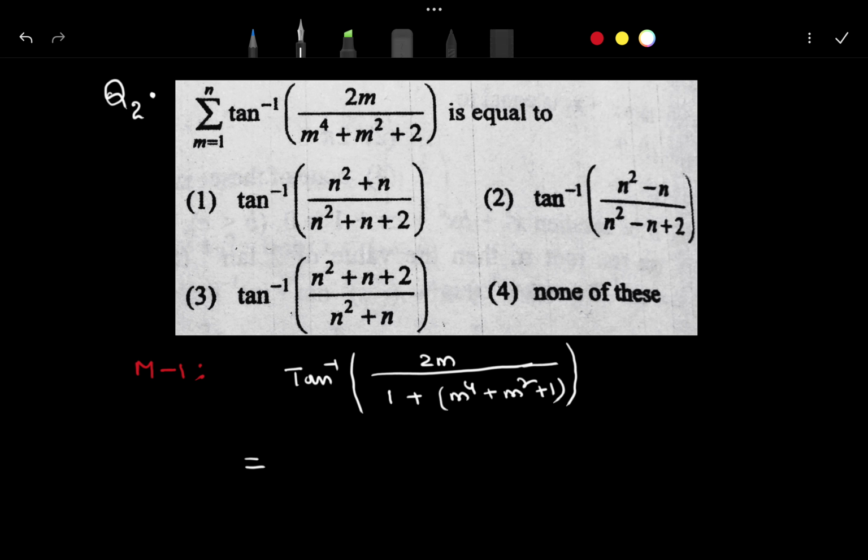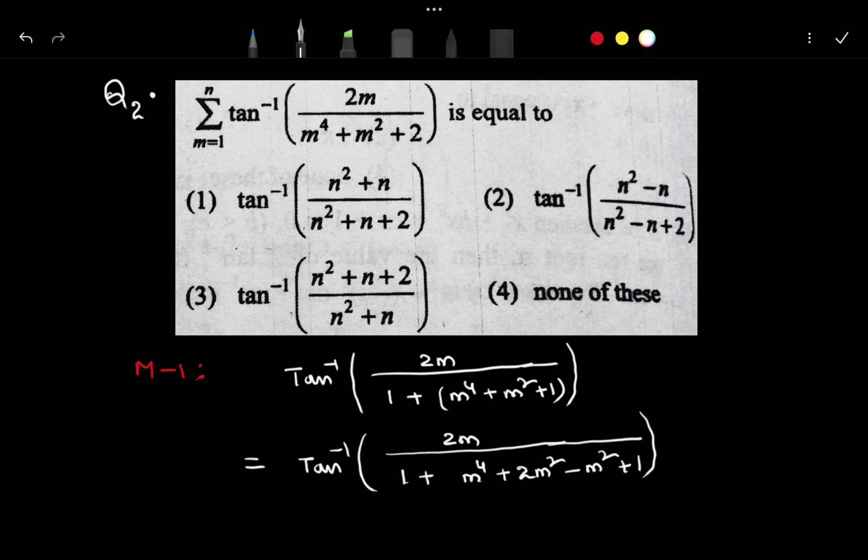After this one, you can write tan inverse of 2m whole divided by 1 plus m power 4 plus 2m square. You write that 2m square as m square plus m square, minus m square plus 1. If you write m square as 2m square minus 1, there is no change in that value.